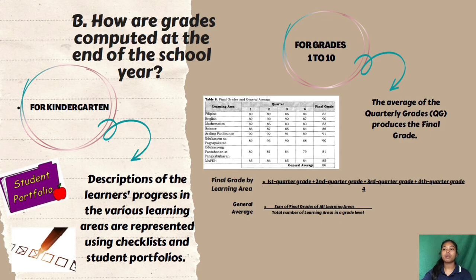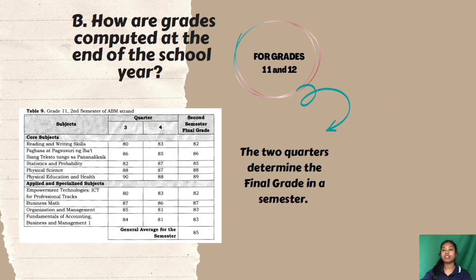General average is equal to sum of final grades of all learning areas divided by the total number of learning areas in a grade level. So the final grade in each learning area and the general average are reported as whole numbers. So this table shows an example of the final grades of the different learning areas and general average of a grade 4 student. Now let's proceed to the grades 11 and 12.